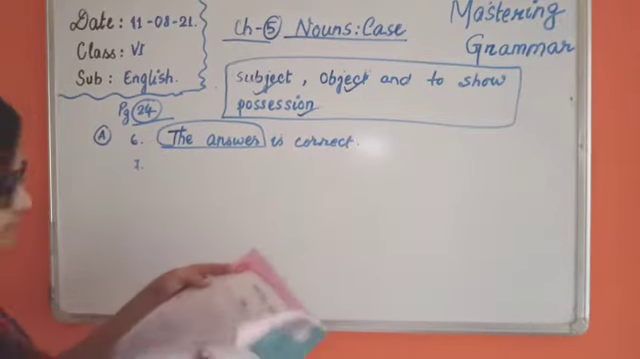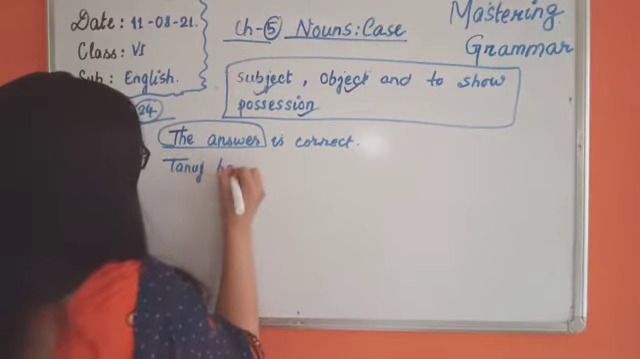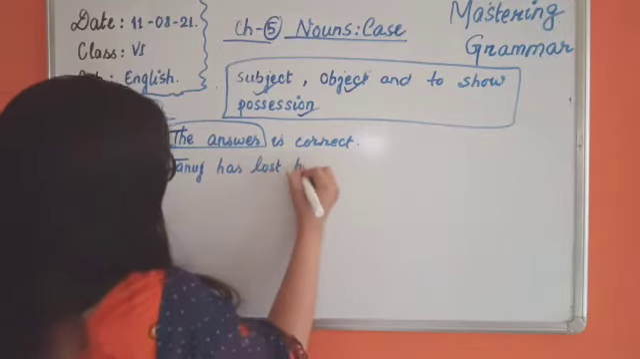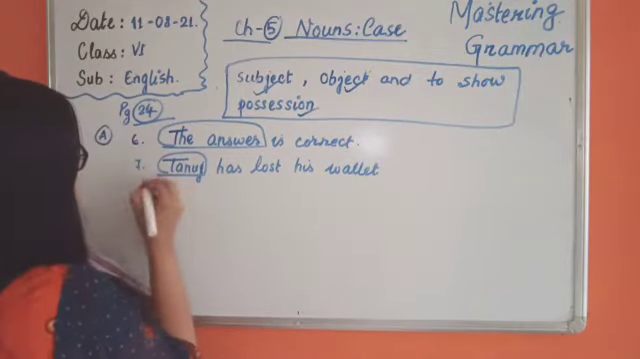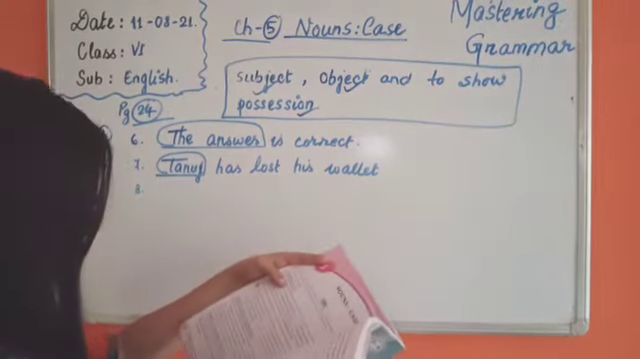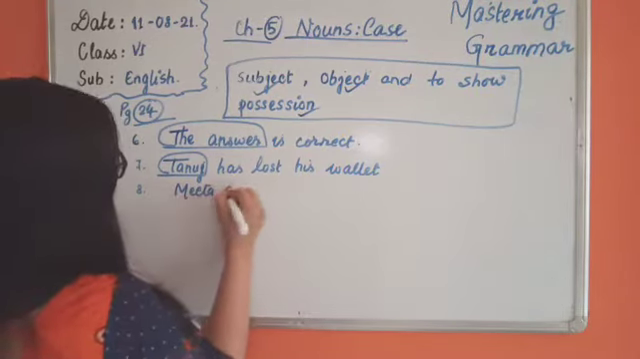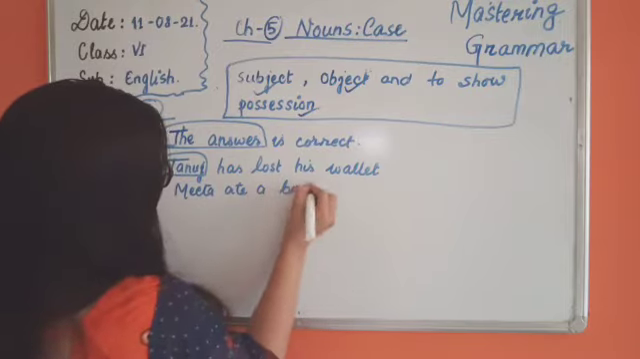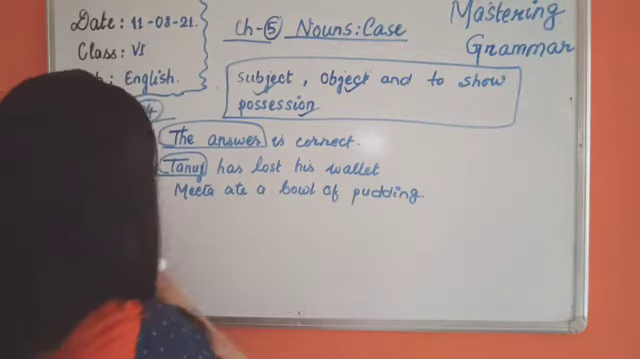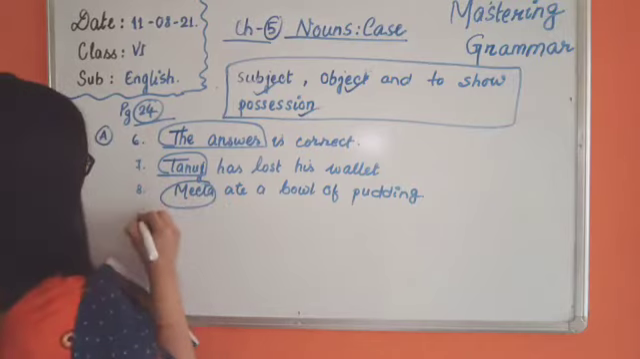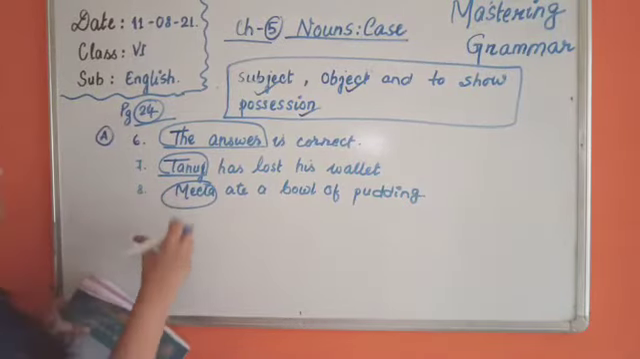Number 7. Tanuj has lost his wallet. So who has lost it? Tanuj. So this is going to be a nominative case. Meeta ate a bowl of pudding. Yes. So who ate it? Meeta. Number 9. Okay, there's no number 9, so we are done with exercise A.